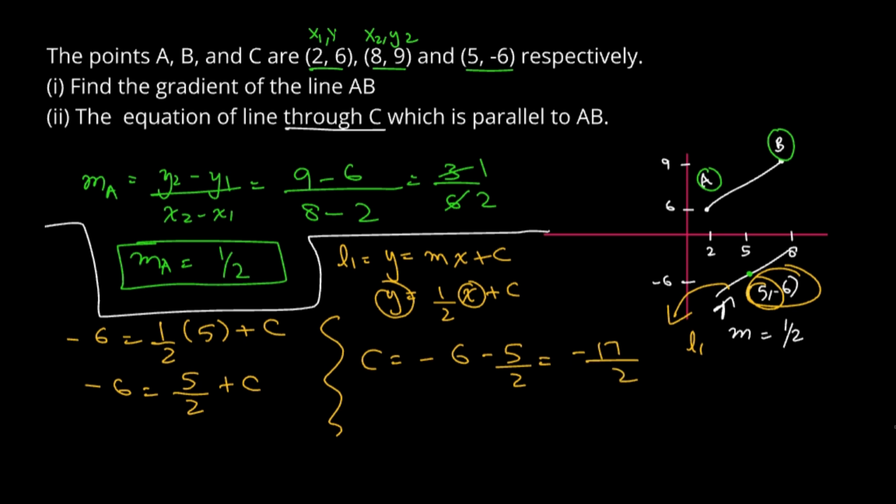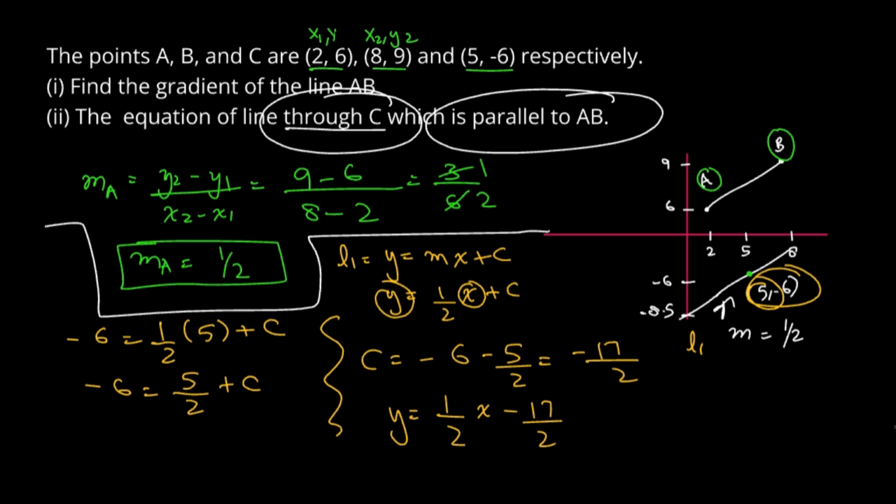So the equation of line L1 becomes y equals 1 over 2x, which is the gradient. So that means the line L1 will have y-intercept of -17 over 2, which is the same as -8.5. So the equation of the line through C, which is parallel to AB, is y equals 1 over 2x minus 17 over 2.